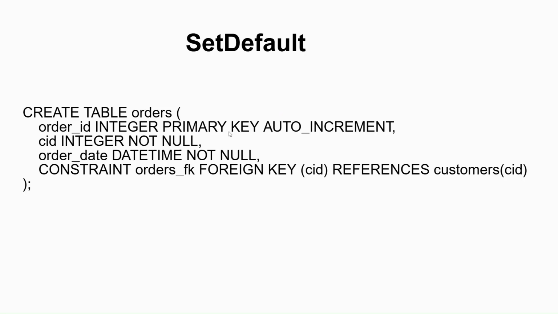So now, restrict prevents the deletion if the child record exists. Cascade deletes or updates the child records automatically. Set null makes the foreign key column null when the parent is deleted. Set default sets the foreign key column to a default value when the parent is deleted. And that's all for today's session on referential actions in SQL. I hope this was helpful to understand how databases maintain data integrity between parent and child tables.